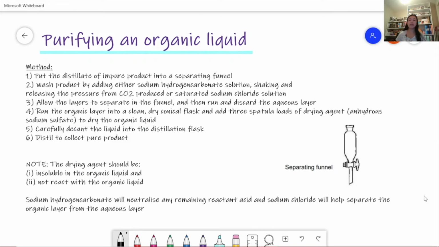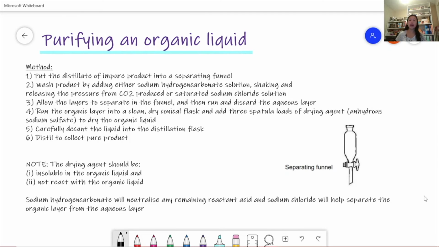Now we're going to have a look at purifying an organic liquid. So the overall method is that firstly we put the distillate of impure product into a separating funnel. The distillate is what we've just got from the distillation, so it's the liquid that we've just collected. And then the second step is to wash this product by either adding sodium hydrogen carbonate solution and shaking it and releasing the pressure from carbon dioxide produced, or we add saturated sodium chloride solution. We then allow the layers to separate in the funnel and then run and discard the aqueous layer.